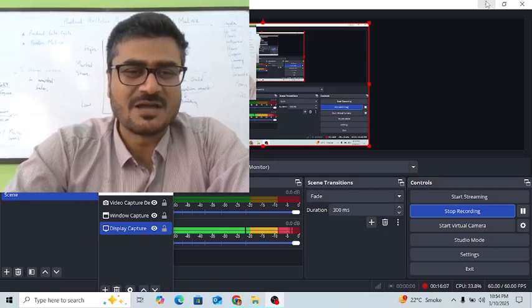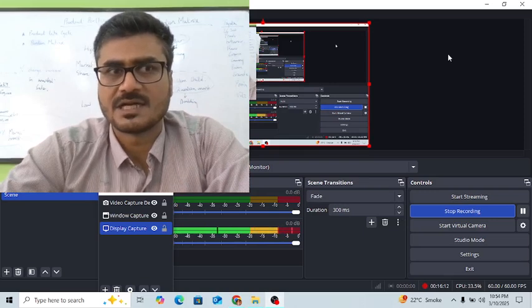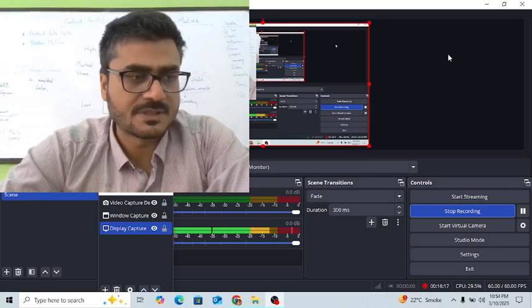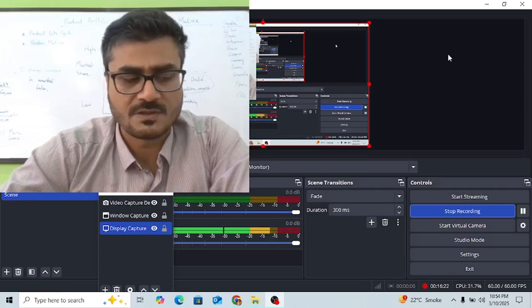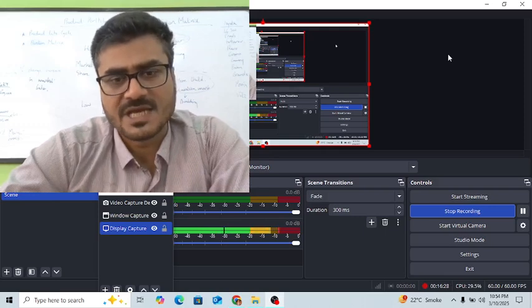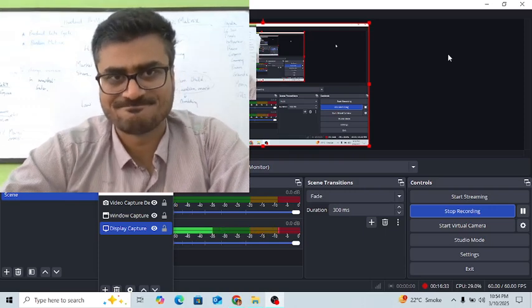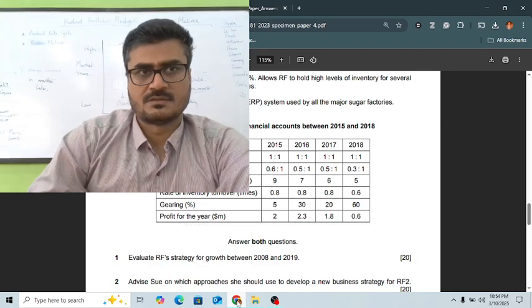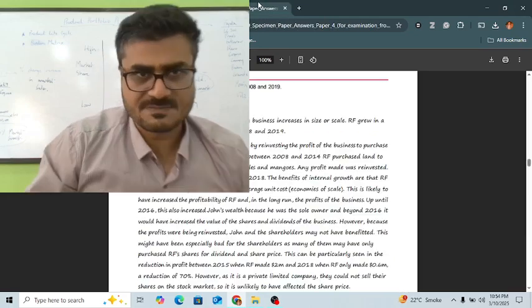So now I'm going to show you a paper that is provided to us by our examiner. In that particular paper, the student has got 18 marks out of 20. So it is a specimen for us to see how we can gain maximum marks out of the marks available in terms of our assessment objectives. So students, this is the specimen answer.